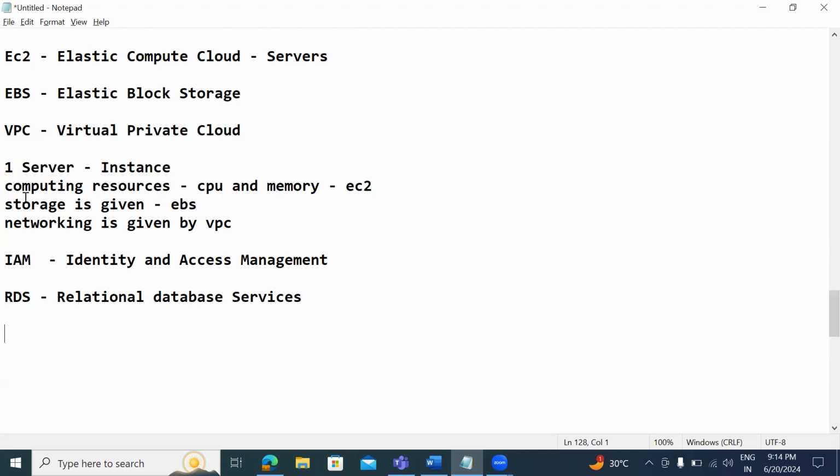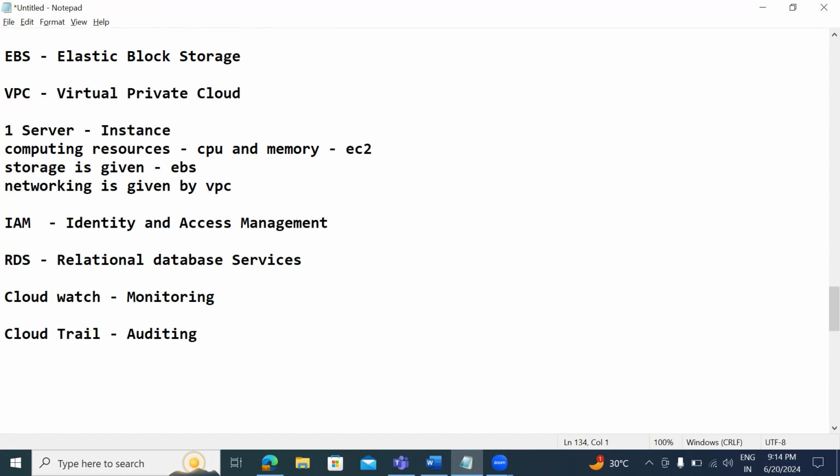Then another one is CloudWatch. CloudWatch we are going to use for monitoring purposes. CloudTrail is used for auditing purposes. Suppose someone deleted an instance. Who deleted that? I want to trace. That kind of auditing is possible through CloudTrail.